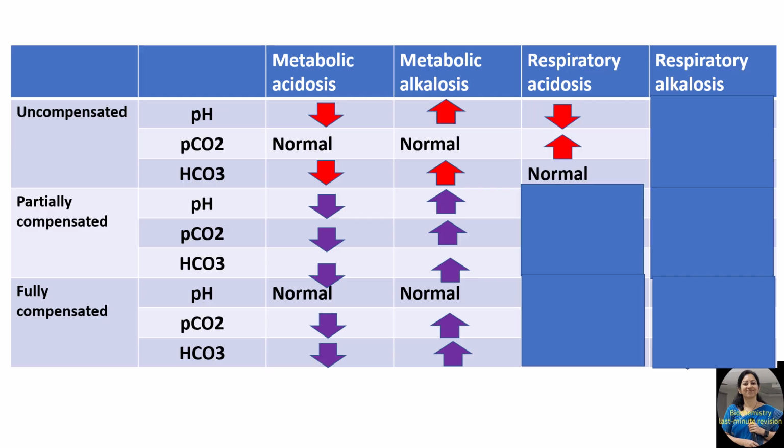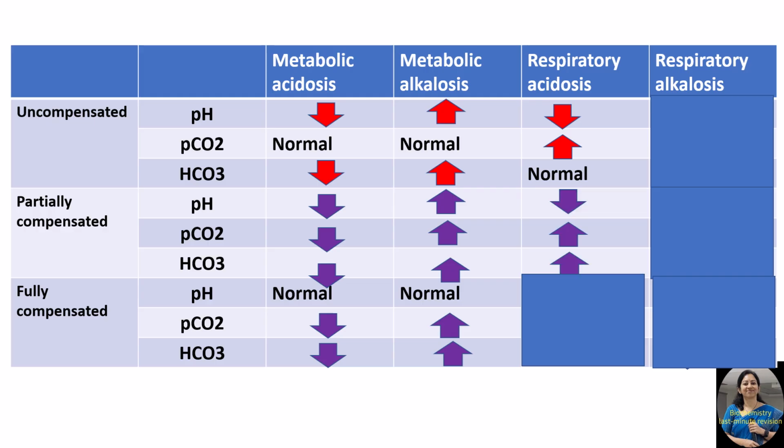Let's consider the third one. When the pH is decreased, it is acidosis. Here the partial pressure of carbon dioxide is increased, so it is respiratory acidosis. Bicarbonate is normal. As there is no change in bicarbonate, it is said to be uncompensated respiratory acidosis.